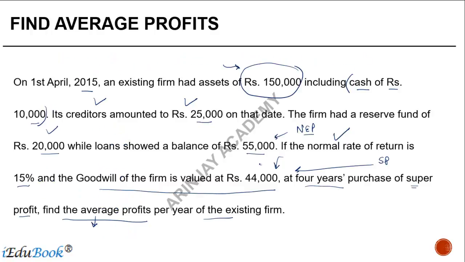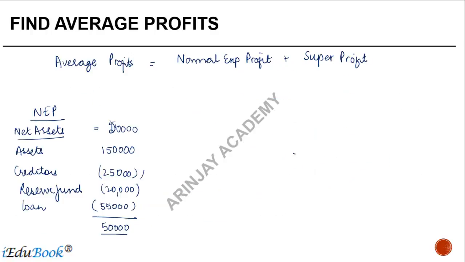You are told that the normal rate of return is 15%. So how much is the normal expected profit? It is equal to the net assets into the normal rate of return, or 50,000 into 15%, 7,500, right? So part one is resolved. Let's go to part two, which is the super profit.